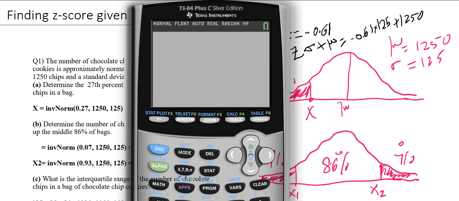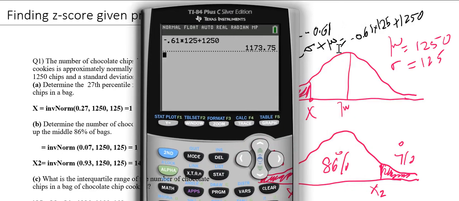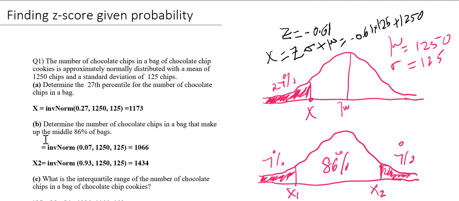Let me clear. So negative 0.61 times 125 plus 1250. It's going to be very close to the answer that you got. And let's hit enter. And here you go, guys. You can see 1170. Slightly different because we rounded the z-score. But the answer that we got is correct. Both answers are correct.